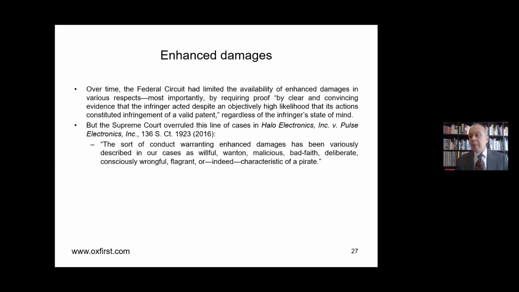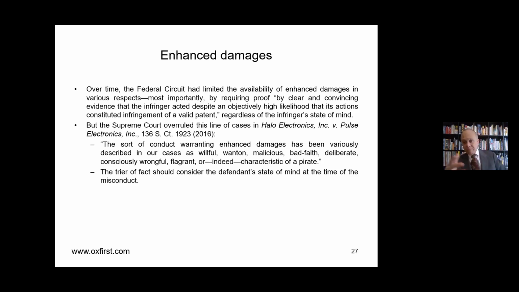And so the opinion by Chief Justice Roberts states that the sort of conduct warranting enhanced damages has been variously described in our cases as willful, wanton, malicious, bad faith, deliberate, consciously wrongful, flagrant, or indeed characteristic of a pirate. And so the trier of fact should consider whether that describes the defendant's conduct. Specifically, what was the defendant's state of mind at the time of the misconduct?